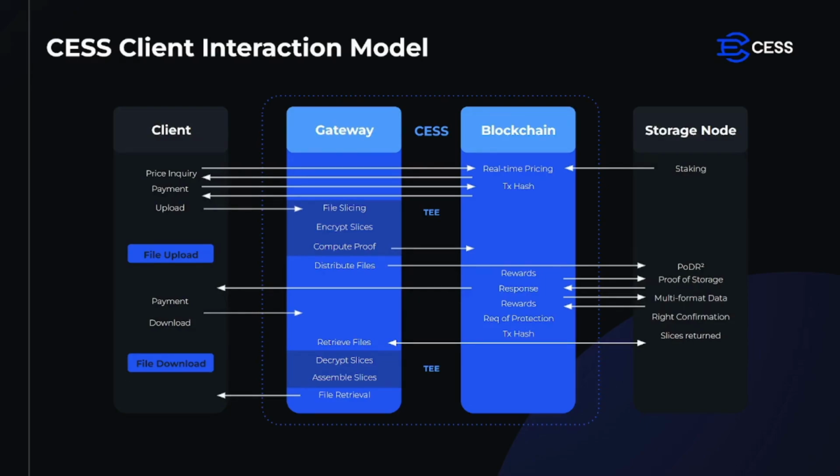First, the user inquires about the price of storage. The blockchain layer returns the price, and then the user proceeds to pay or rent the specific storage space. They then define how much space they need for how long and make the payment.